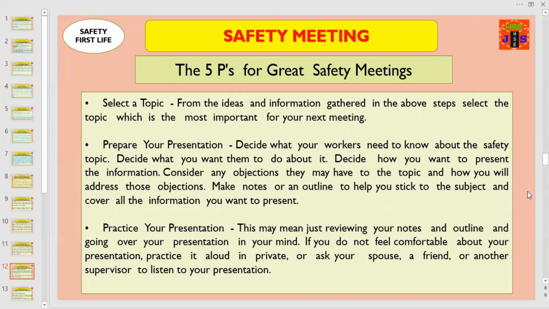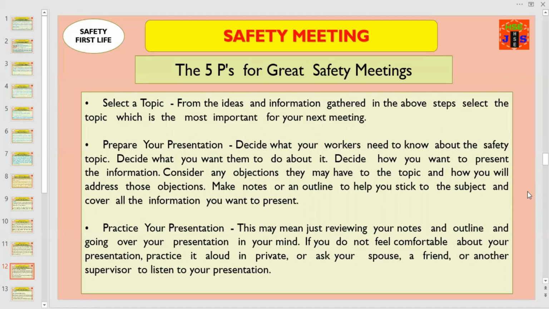Point number 6, select a topic. From the ideas and information gathered in the above steps, select the topic which is the most important for your next meeting. Point number 7.